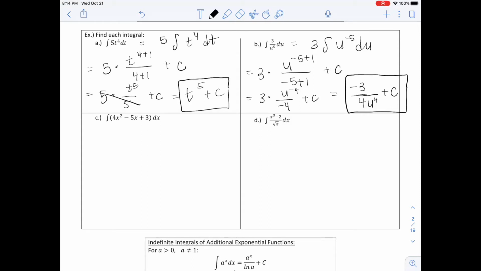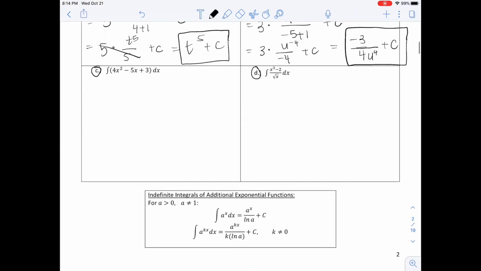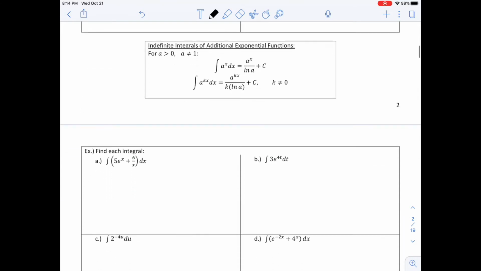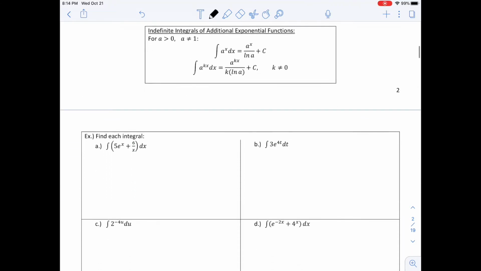Again, check by taking the derivative of this. Part C and Part D, we will go ahead and circle and work on those two together in class. The next thing that we have says an indefinite integral of additional exponent functions. We'll go ahead and start this.